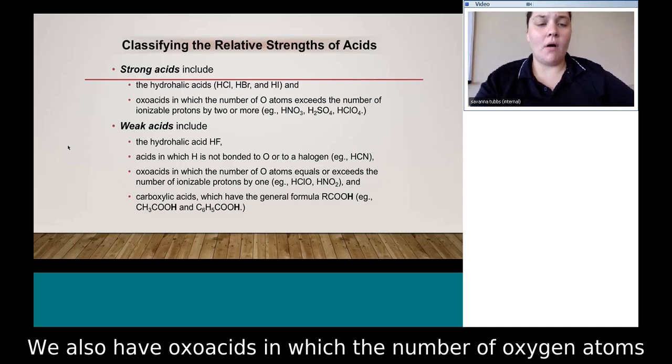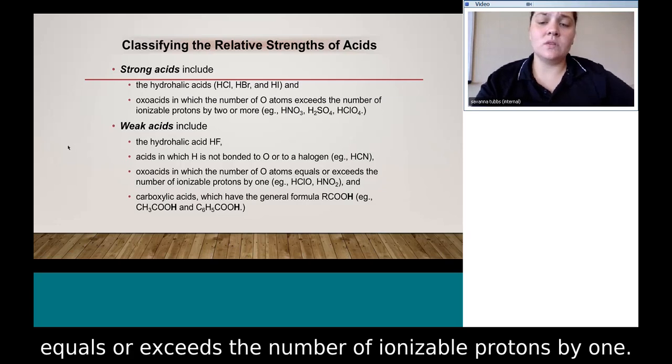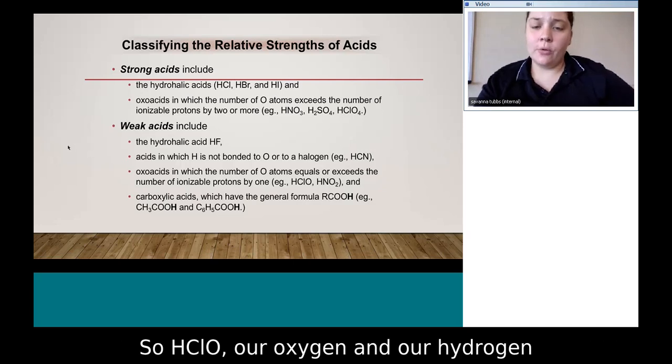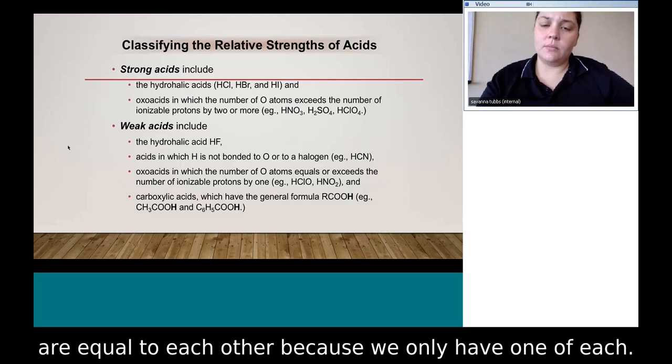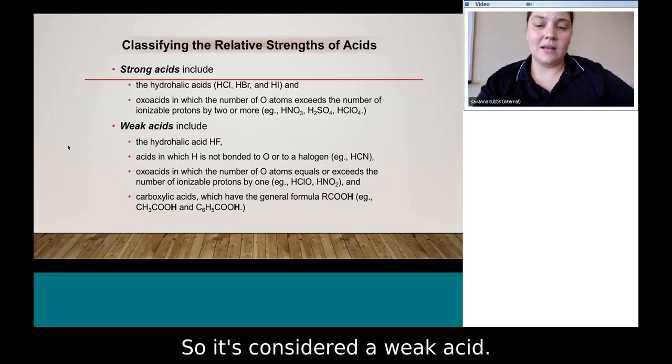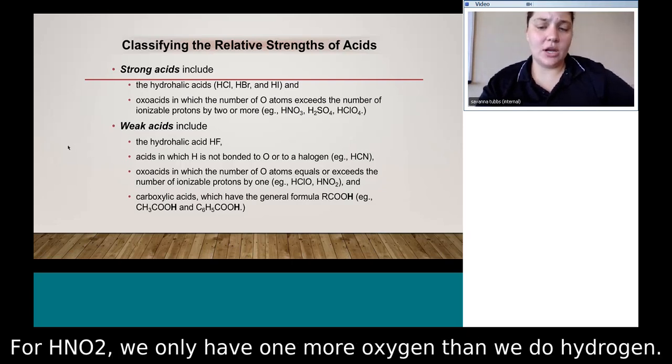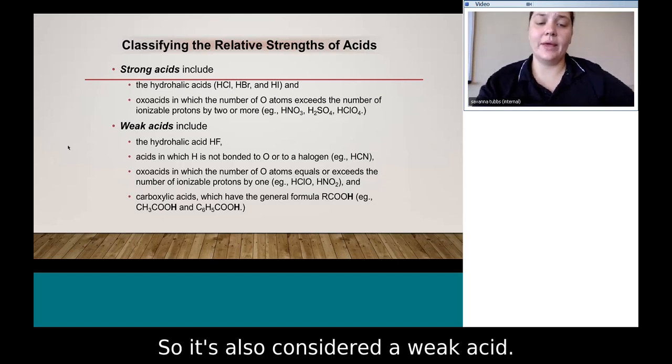We also have oxoacids in which the number of oxygen atoms equals or exceeds the number of ionizable protons by 1. For HClO, our oxygen and our hydrogen are equal to each other because we only have 1 of each, so it's considered a weak acid. For HNO2, we only have 1 more oxygen than we do hydrogen, so it's also considered a weak acid.